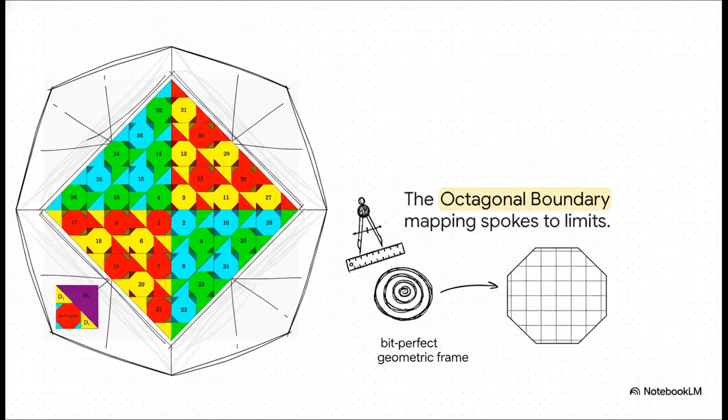And the whole shebang is secured by these strict boundary conditions. The 16-spoke sequences actually map out the vertices and edges of a rational octagon. This octagonal boundary replaces all those messy, continuous circles and pi approximations from legacy physics. It ensures every single spatial address is locked safely inside a bit-perfect geometric frame. It literally secures the manifold and stops that chaotic drift you always get with traditional polar models.